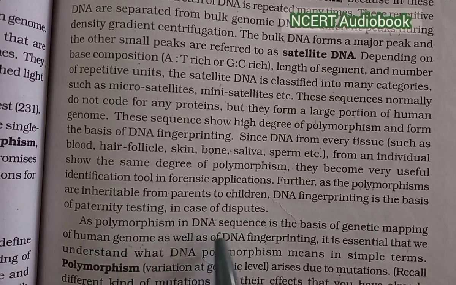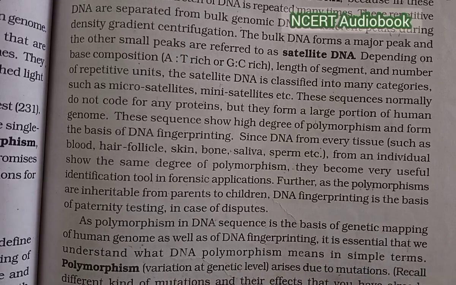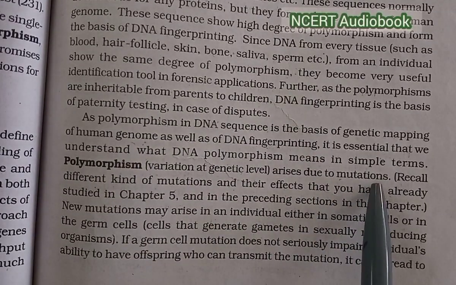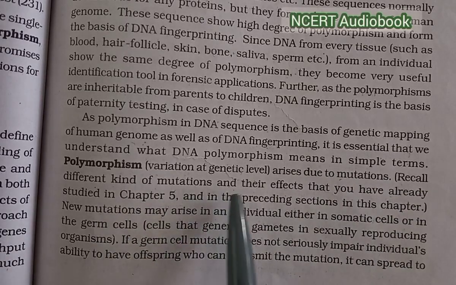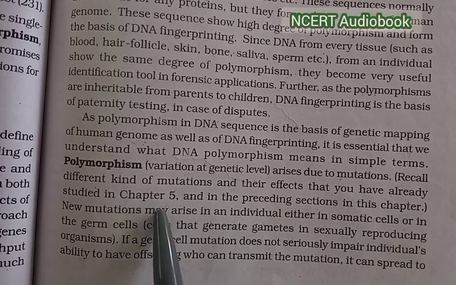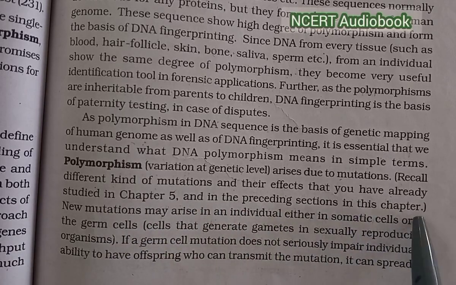As polymorphism in DNA sequence is the basis of the genetic mapping of the human genome as well as DNA fingerprinting, it is essential that we understand what DNA polymorphism means in simple terms. Polymorphism, variation at the genetic level, arises due to mutation. Recall the different kinds of mutation and their effects that you have already studied in chapter 5 and in the preceding section in this chapter.